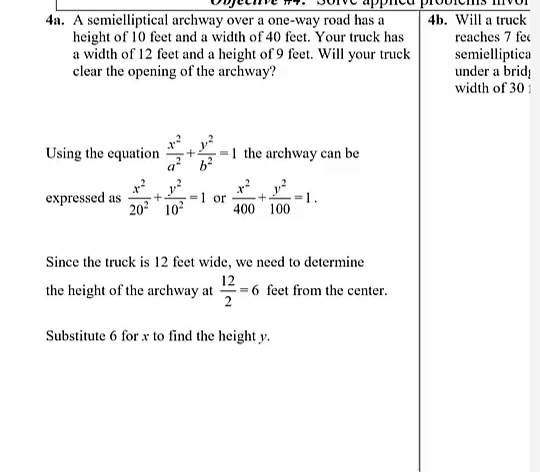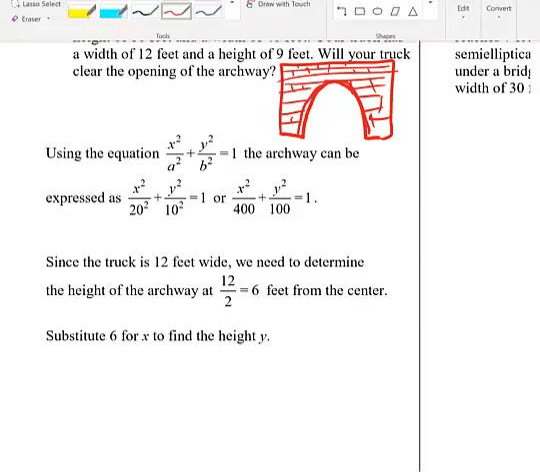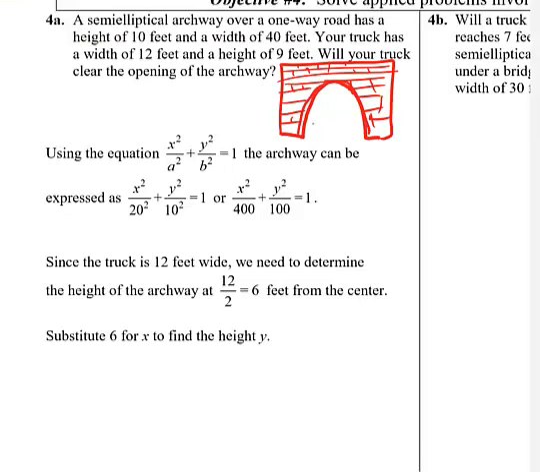This shows one way that you might use ellipses in real life. A semi-elliptical archway just means it looks like a half ellipse, something like that. There's a road going through the semi-elliptical archway, maybe made of bricks. And then there's a truck driving through it, so there's a road going off into the distance.